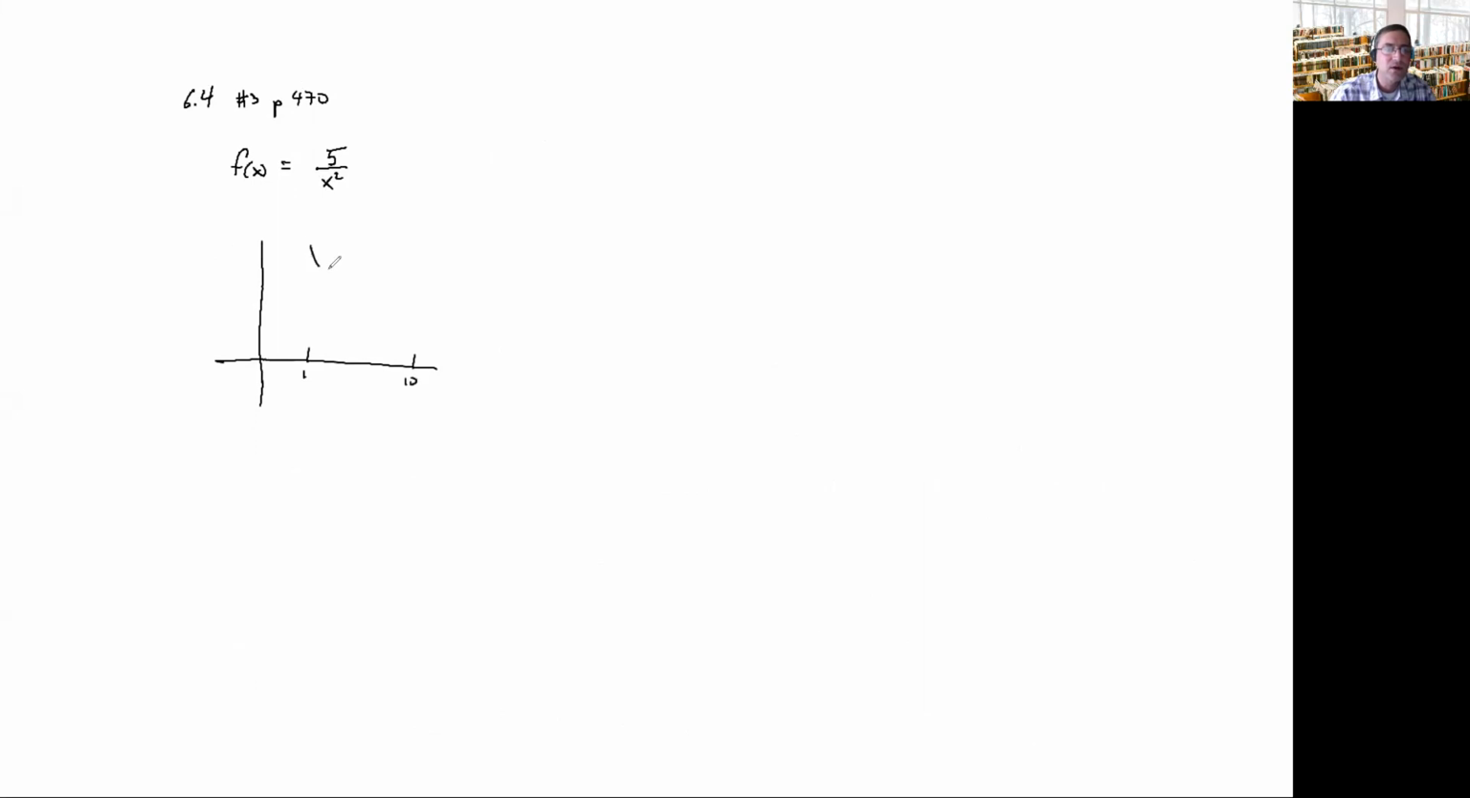So you're looking at a curve which is decreasing. That's what it's doing. So 1 is less than or equal to x is less than or equal to 10. And the work will be given by the integral from 1 to 10 of 5 over x squared dx, which is given by negative 5 over x. The antiderivative of 5 over x squared is negative 5 over x from x equals 1 to x equals 10.